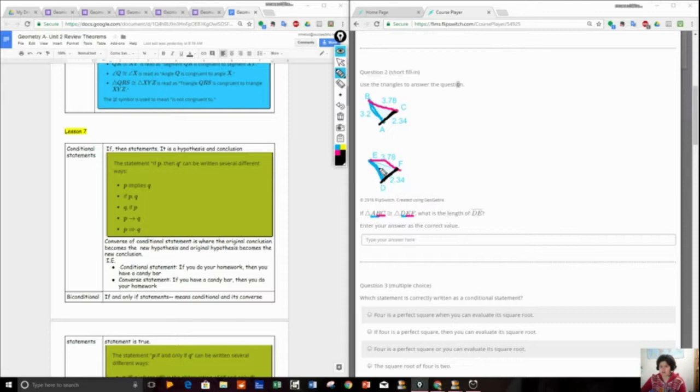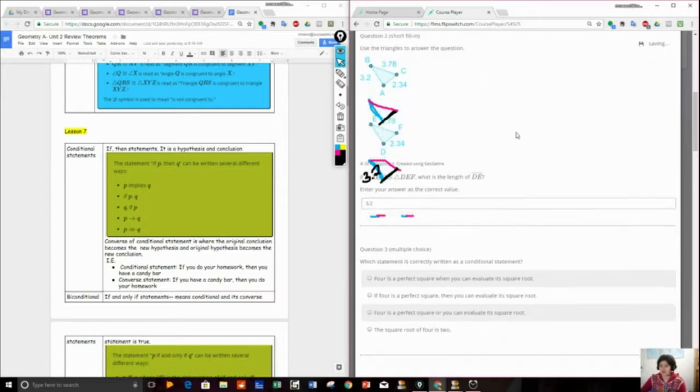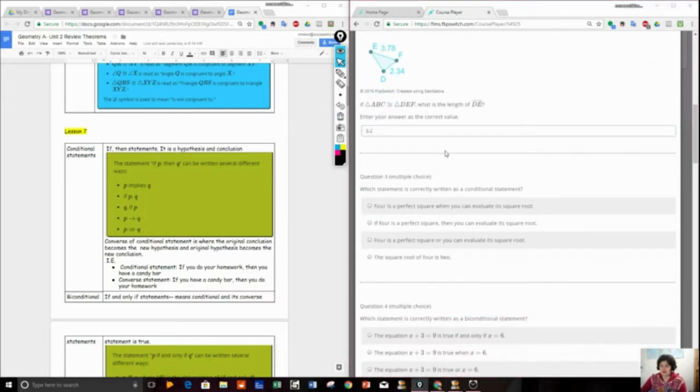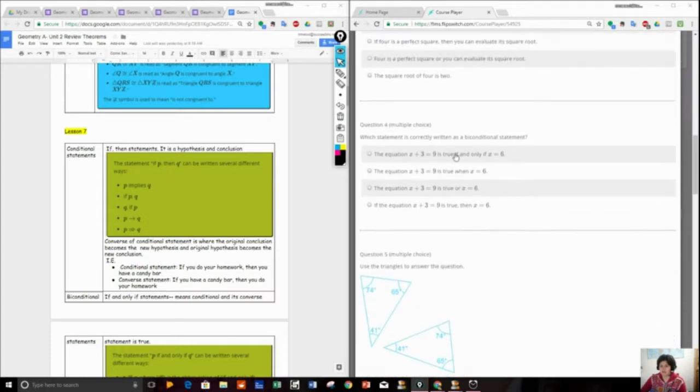So now we have EF is 3.78, BC is 3.78, DF is 2.3, AC is 2.3, and BA is 3.2, and ED is blank. So since they are corresponding sides, that means DE would be 3.2. Enter your answer as the correct value. So we would type in 3.2.